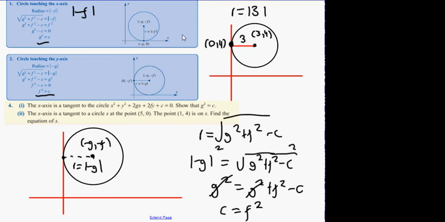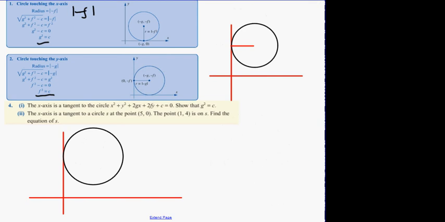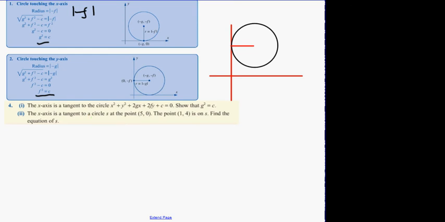Now, what we're looking at next, guys: the x-axis is a tangent to the circle S at the point (5, 0). The point (1, 4) is on S. Find the equation of S. So here's what we're looking at. We're looking at a circle, and it has the point (5, 0) on it, and it also has the point (1, 4) on it.